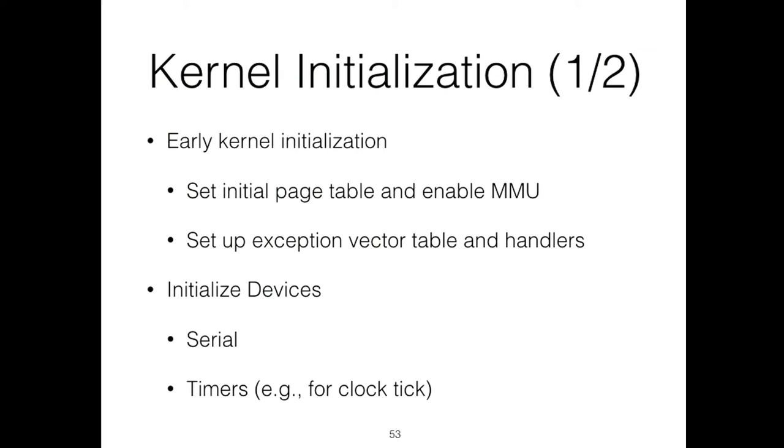So now that we talked about booting, I'll talk a little bit about what happens when the kernel boots up. The first thing it does is some early kernel initialization, and I'll walk through a couple of code snippets related to this. I'm leaving out a lot of details, but at a high level, it'll set up an initial page table and enable the MMU. That's one of the first things it does. It'll set up an exception vector table and handlers so that it can handle exceptions. After that's done, it'll initialize devices like serial and timers for the clock tick.